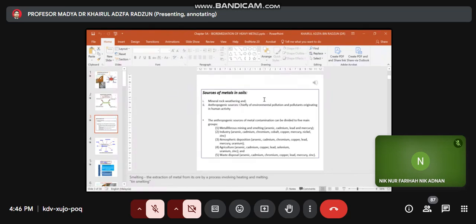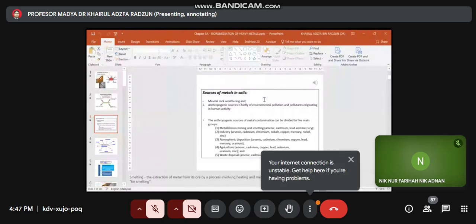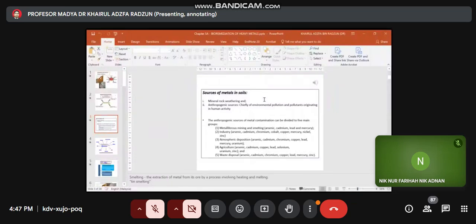Anthropogenic sources. In this perspective, the contamination is due to human activity. It could be caused mainly by environmental pollution or pollutants that derive from our activities on Earth. For instance, environmental pollution from a factory: we want to produce products, so we have to build factories to support the demand.